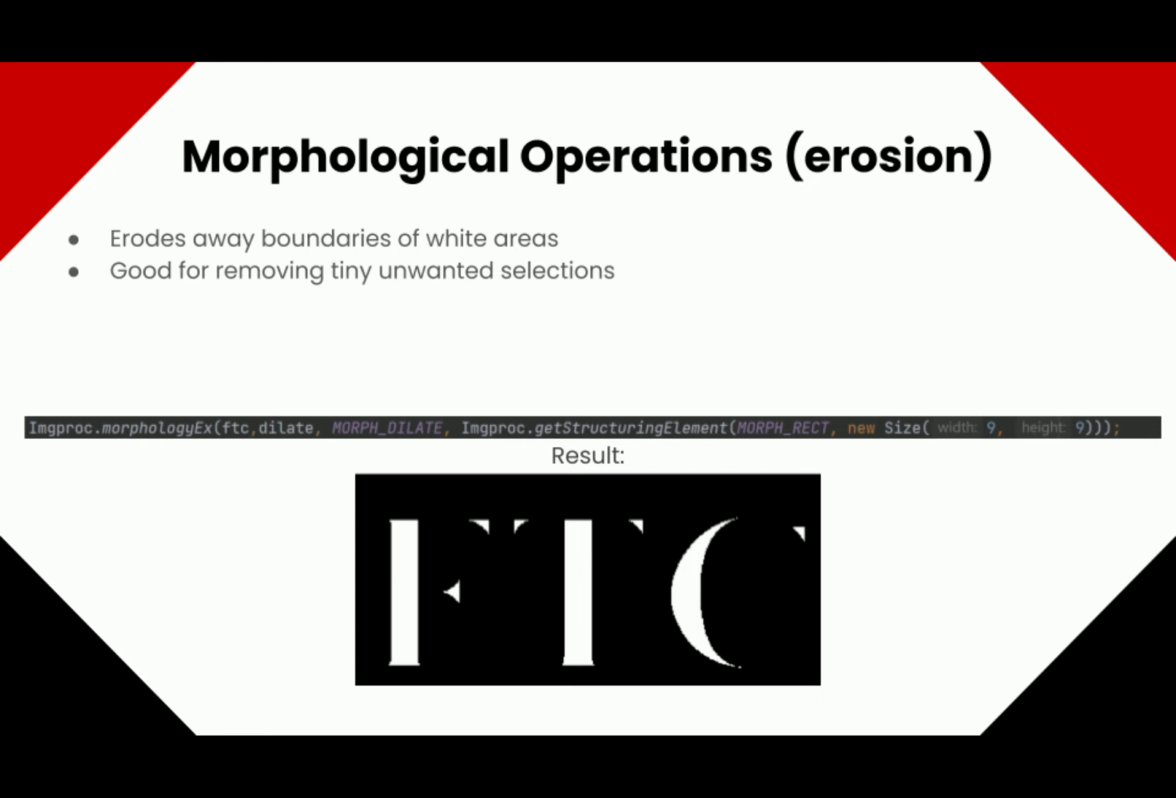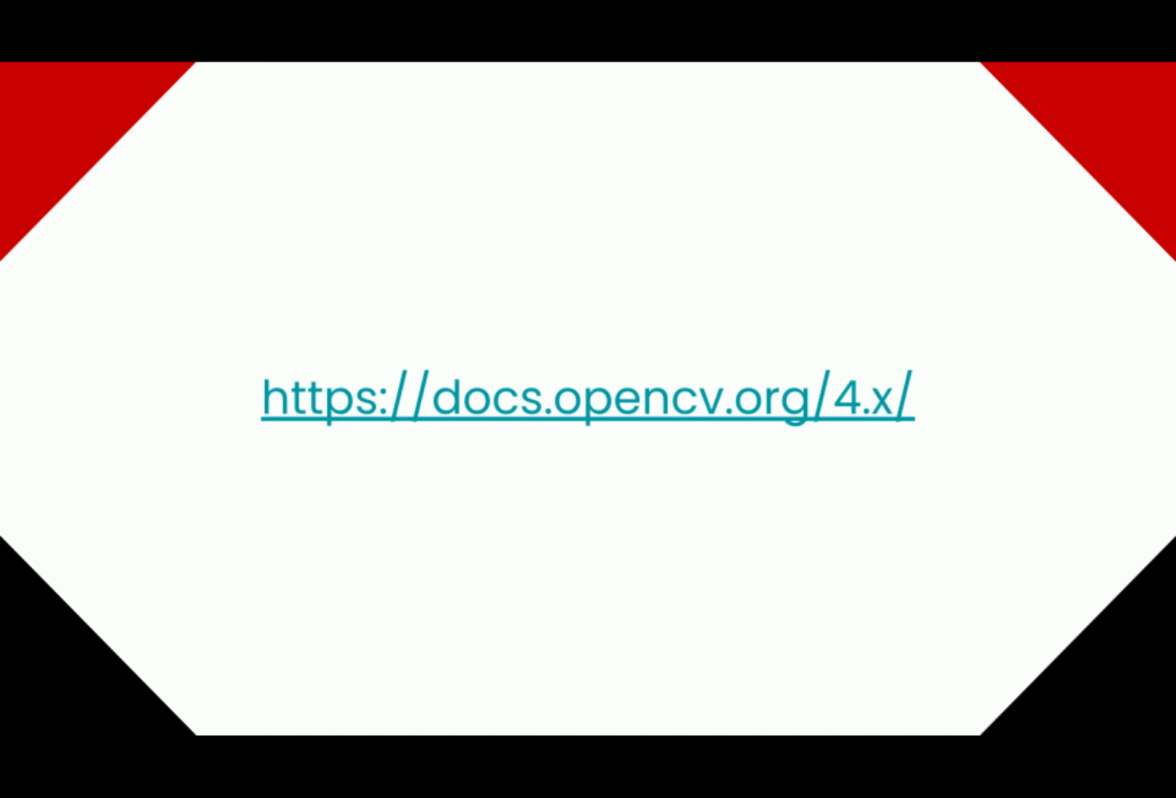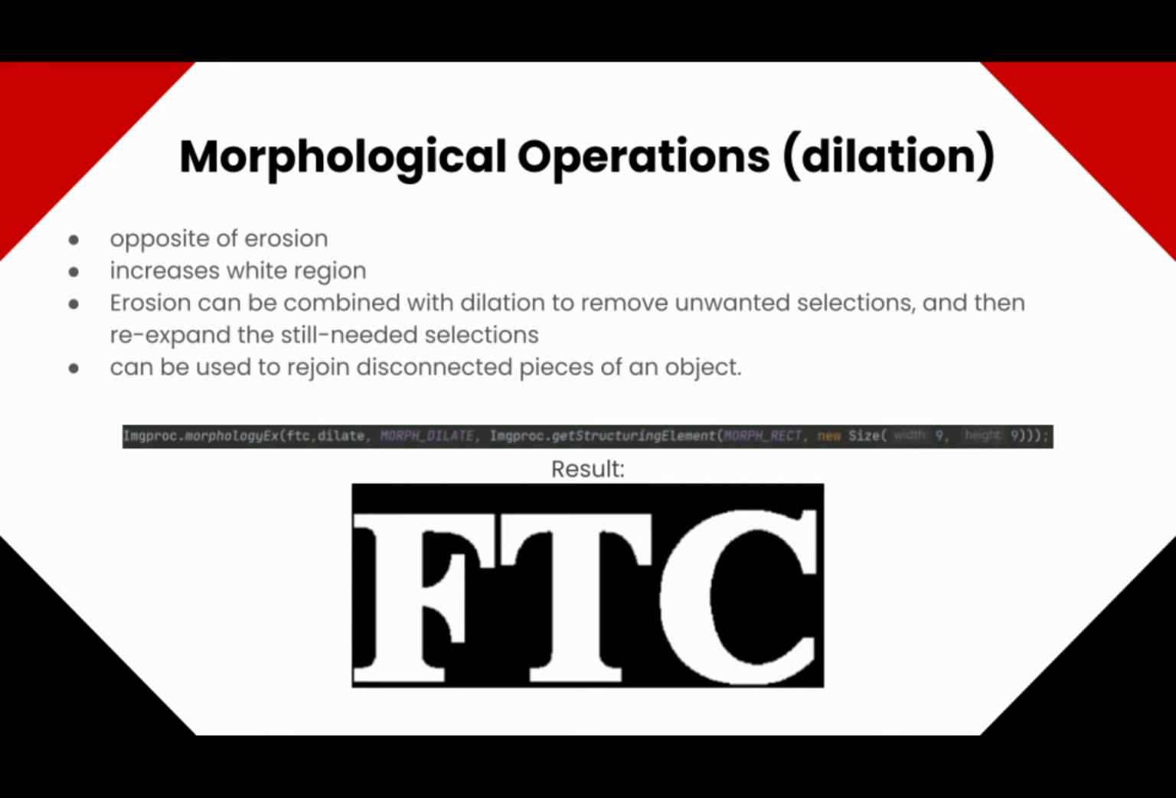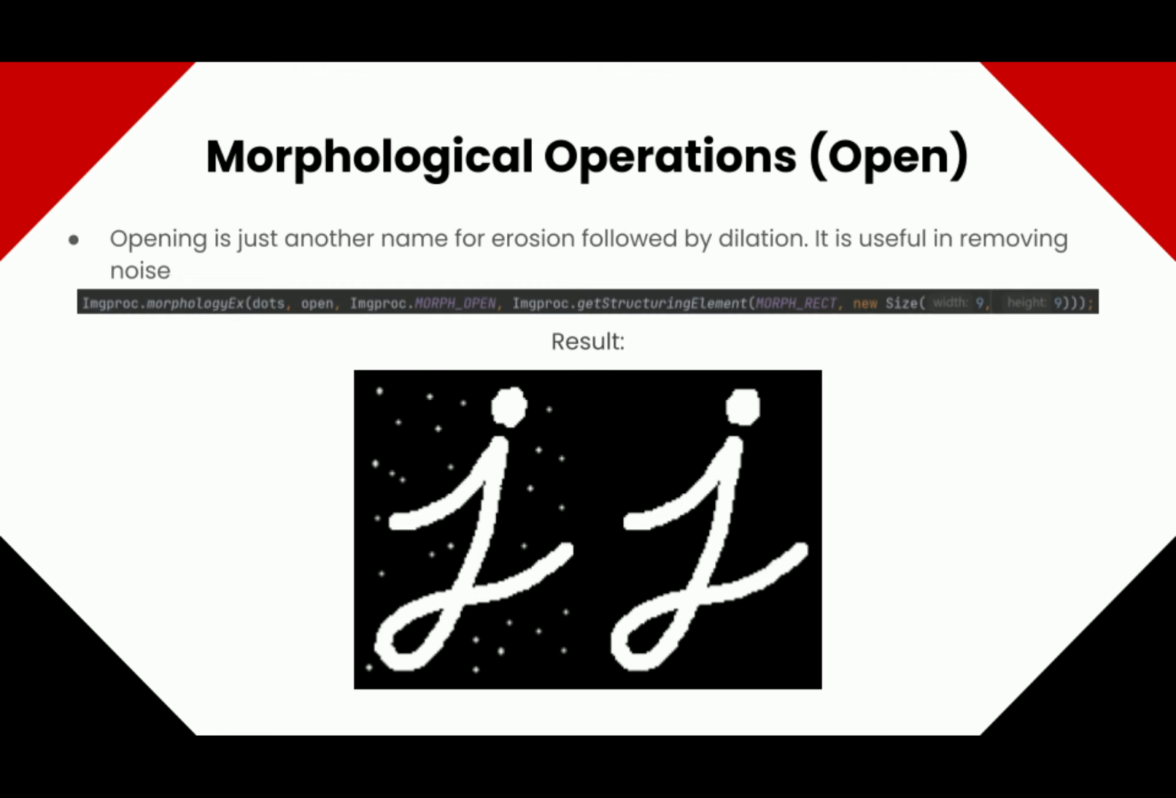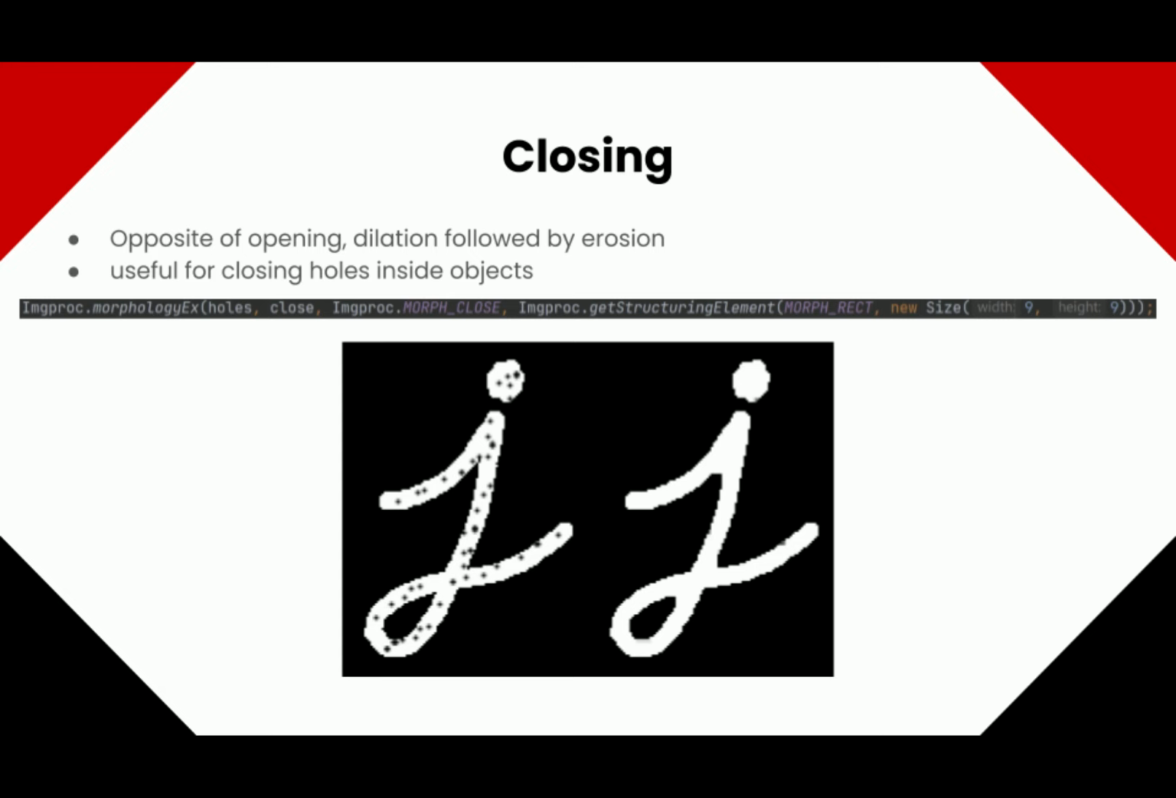First up is erosion. It basically cuts away at the image, and it's good for removing unwanted selections. If you want further technical detail on how it works, you can go to the OpenCV website. Next is dilation. Essentially the opposite of erosion, it can be used to close holes in objects, and can be combined with erosion to remove unwanted selections and recreate the wanted eroded parts. And instead of doing that, you can just open the image, which is just erosion followed by dilation. Finally, there's closing, which is the opposite of opening, which dilates an image and then erodes it. It can help close holes in selections and trim the selection back down to size.